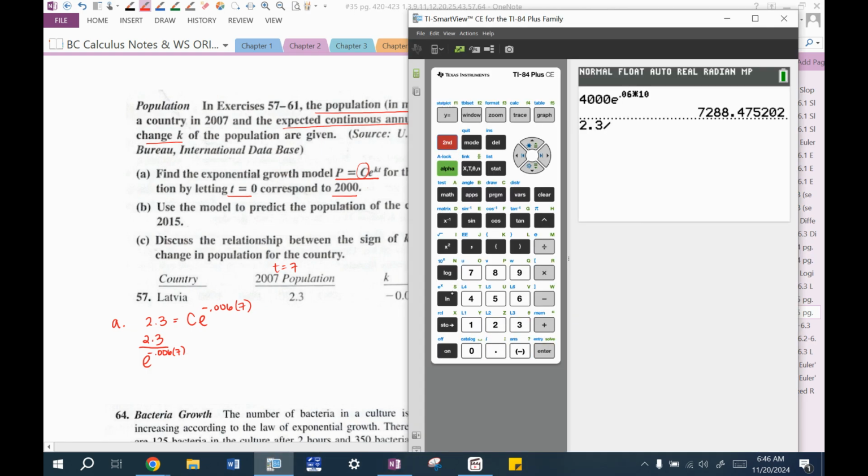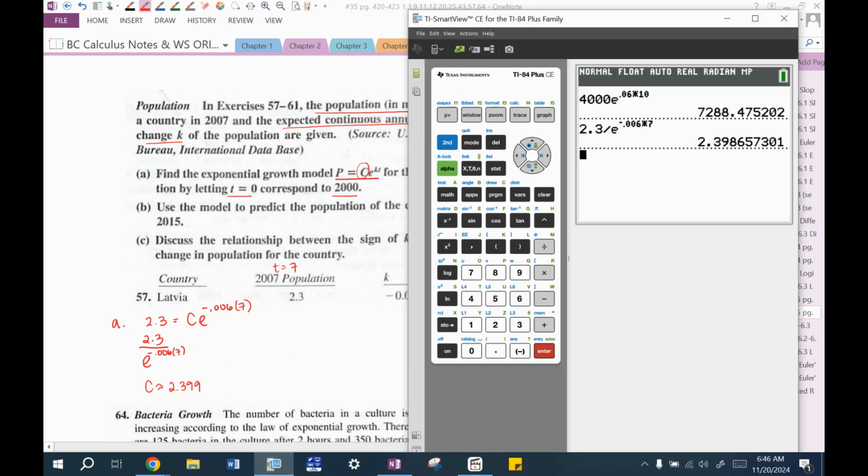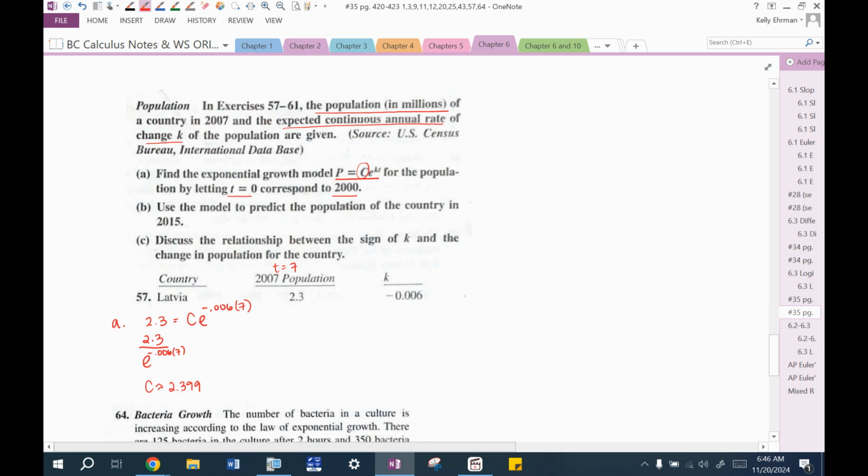All right, so let's see what that comes out to. 2.3 divided by e to the negative 0.006 times 7. So that C value is 2.399. We can approximate that. I'm going to leave it on my calculator, I don't want to round it, but that's sort of the initial. So for part A, our population exponential growth model is about 2.399 times e to the negative 0.006t.